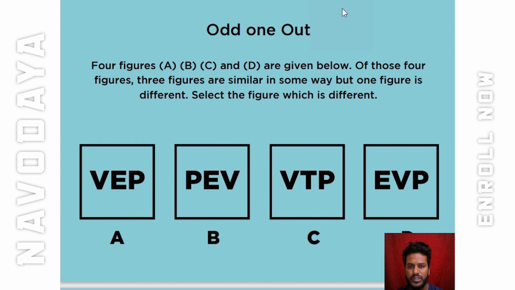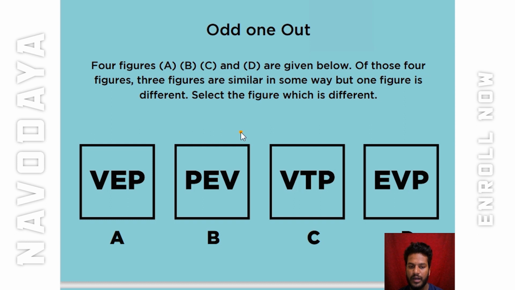Here the question is that we have four figures A, B, C and D given below. Of those four figures, three are similar in some way, but one figure is different. Select the figure which is different. We need to find the different figure, which is a unique, separate one that does not match the remaining three. So we need to identify which is the different figure in A, B, C, D.